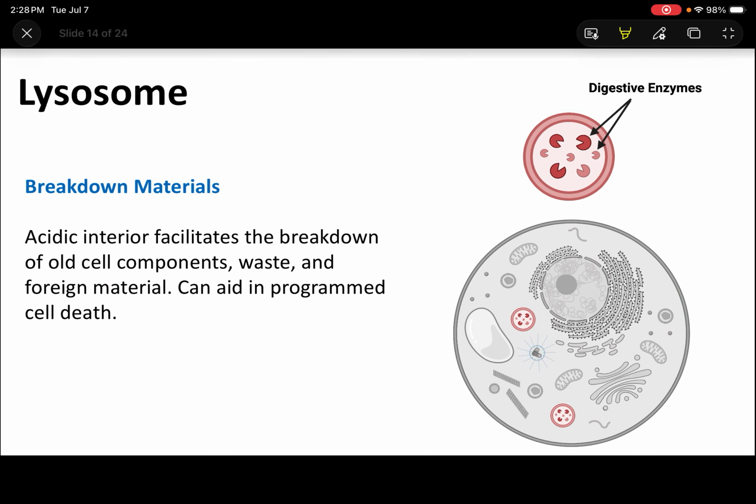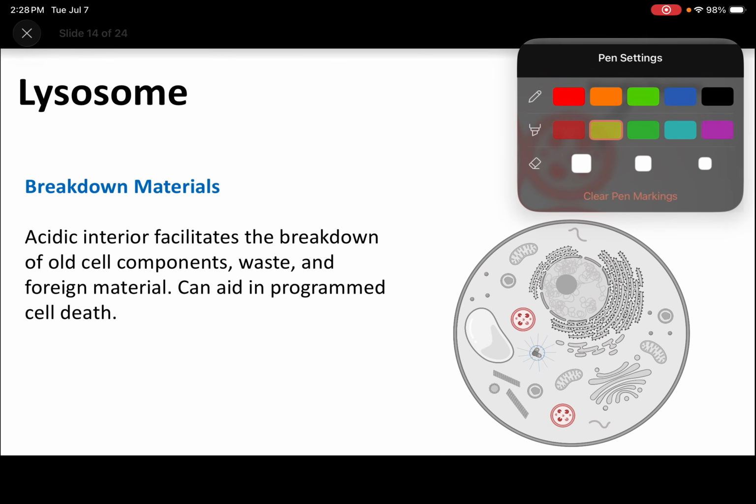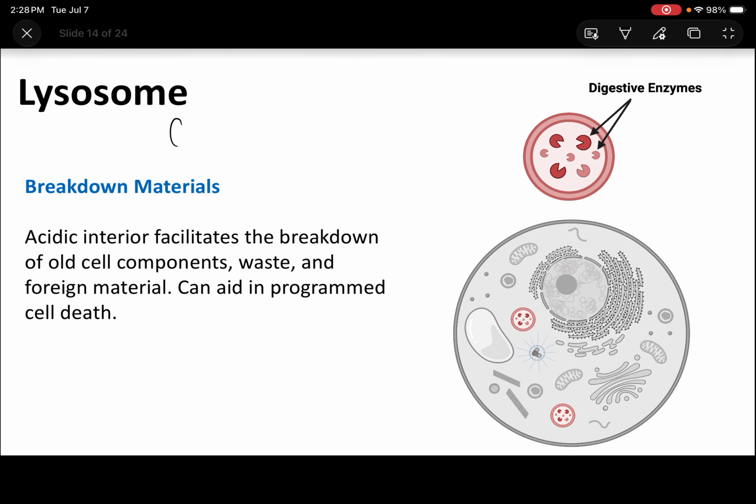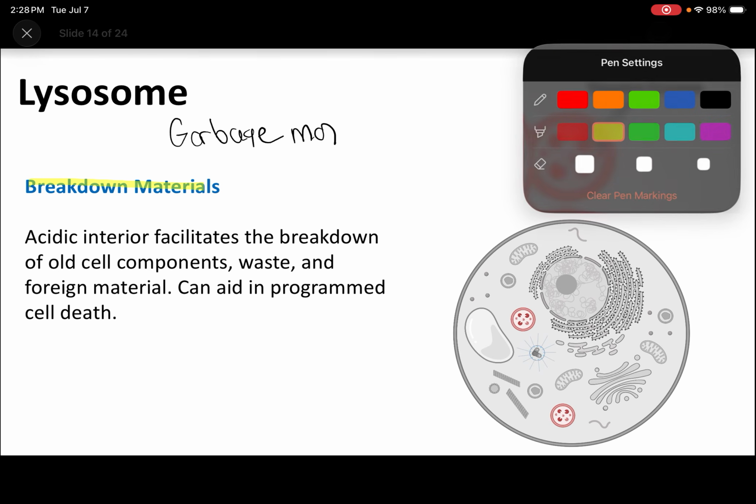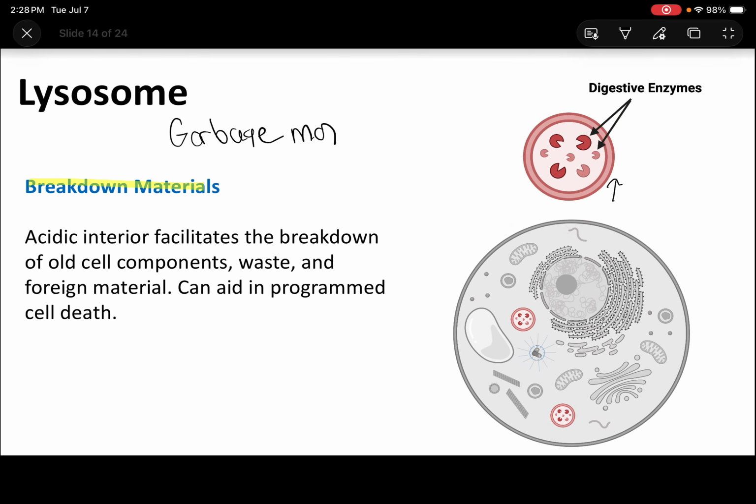Another type of organelle that's going to be important in a cell is something called a lysosome. This is like our garbage man. This is going to help break down materials. So the lysosome is like a little membrane-bound organelle, right? There's a membrane around it. And inside that lysosome are digestive enzymes.